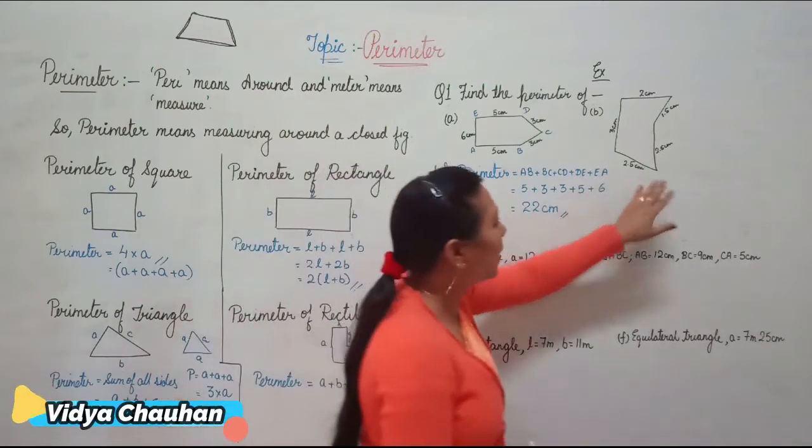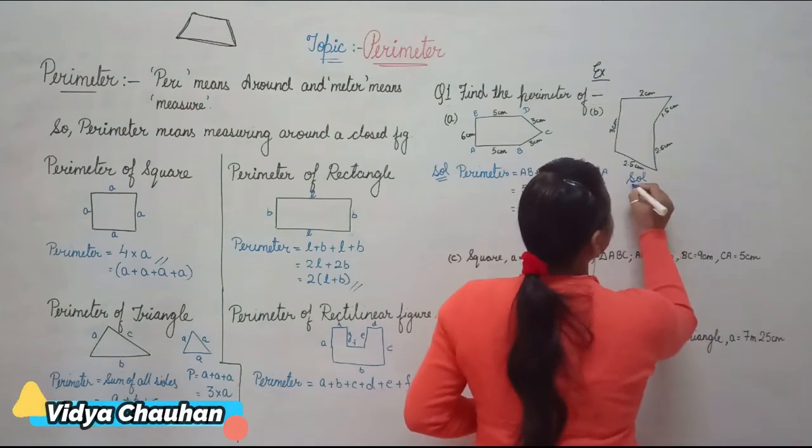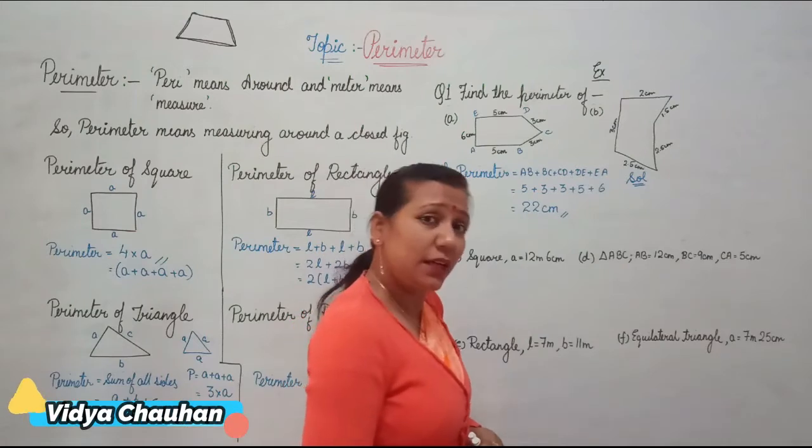Clear? Coming to the second part, let's check out the solution for the second figure. In the second figure, once again it is a rectilinear figure and you have to find its perimeter.